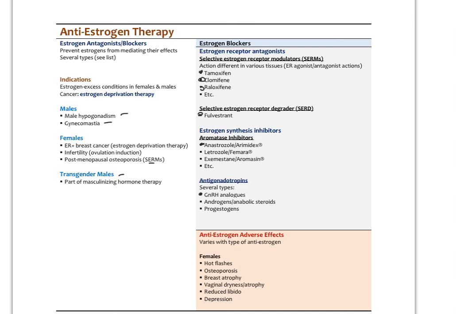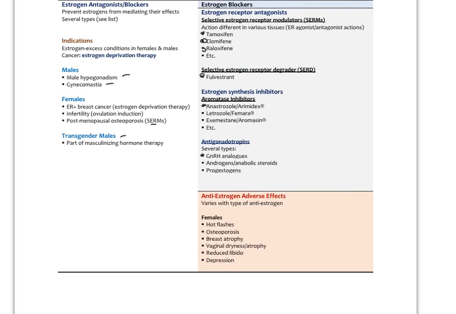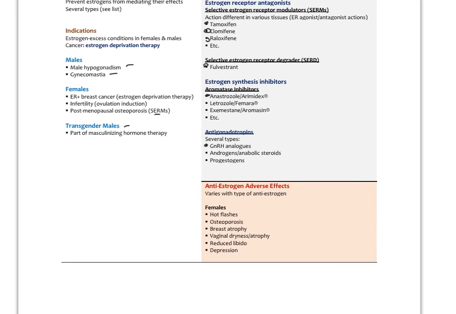Obviously, the adverse effects of anti-estrogens would vary with the type, but typically it's going to induce a yin deficiency or estrogen deficiency state. So hot flashes, osteoporosis, breast atrophy, vaginal dryness and atrophy, reduced libido, and depression. Okay, so that wraps it up for the assessment and treatment modalities used in female reproductive disorders. In the following videos, I'll look at individual female reproductive conditions.